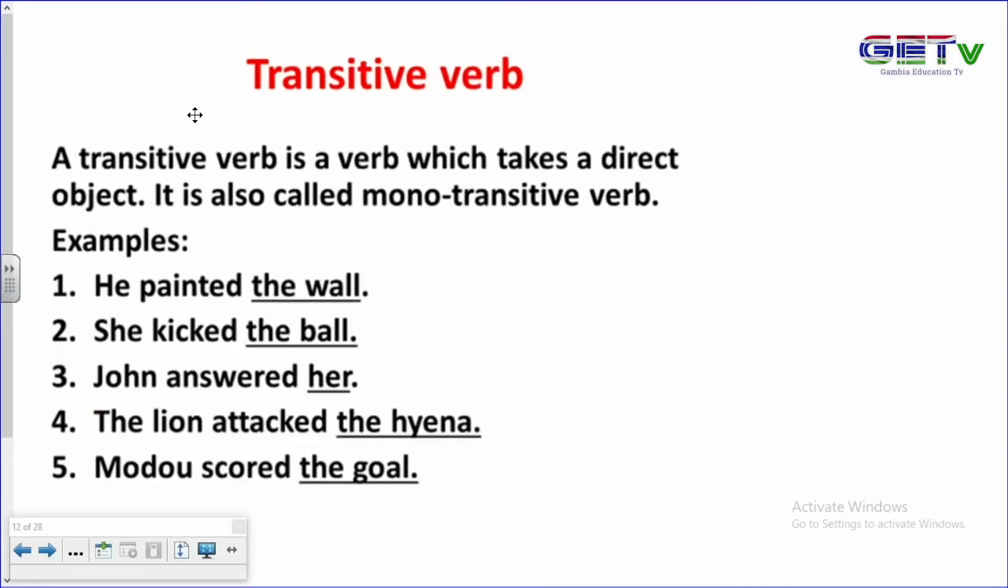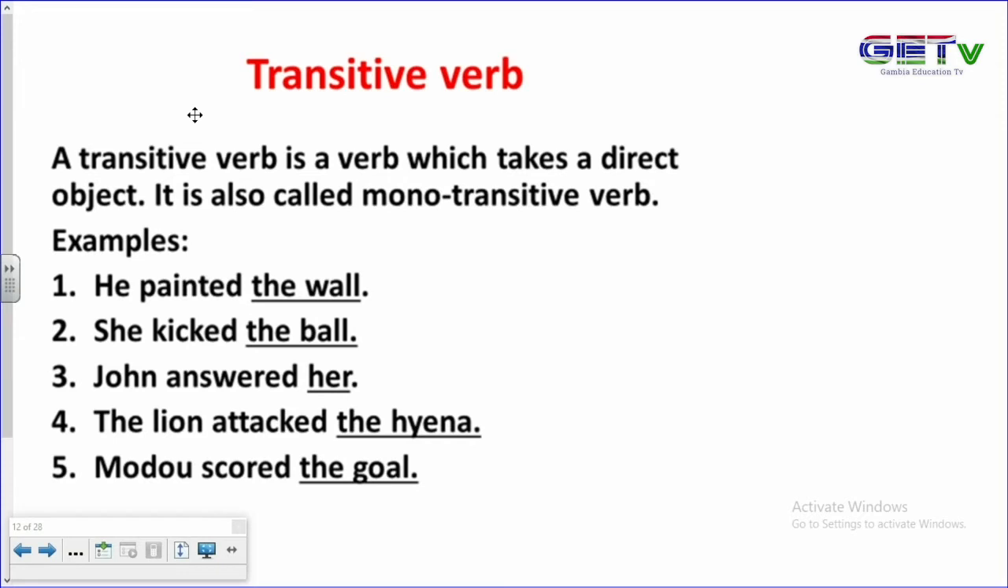What are transitive verbs? A transitive verb is a verb which takes a direct object. It is also called monotransitive because it takes only one, a direct object. For example, he painted the wall. Where's the object? The wall. Where's the verb? Painted. Where's the subject? He. He did something. What did he do? He painted. What did he paint? The wall. The other one is she kicked the ball. What did she do? She kicked. What did she kick? The ball. So here the ball becomes the object.